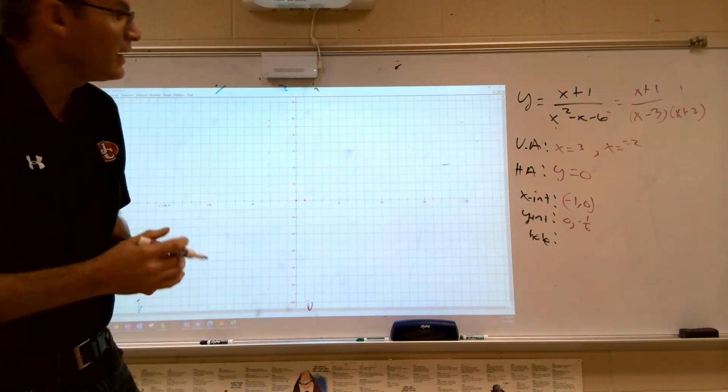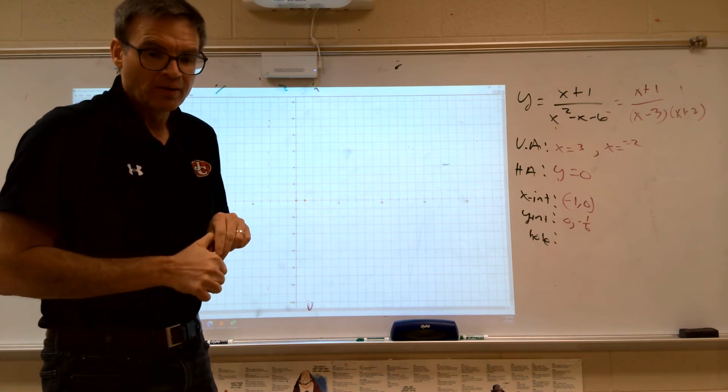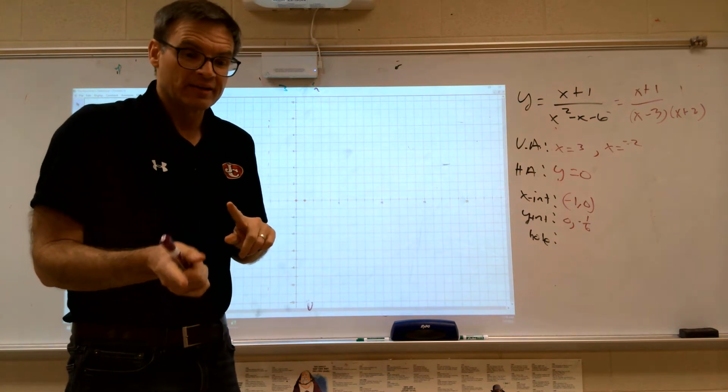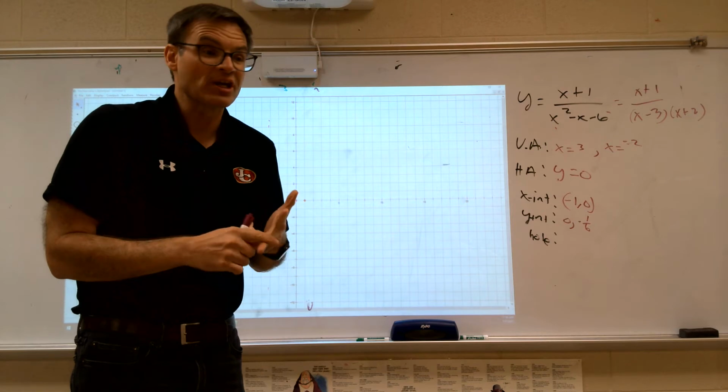Student: How do you know there's no horizontal asymptote versus it being 0? How do you tell the difference? Teacher: If it's top heavy, there's no horizontal asymptote. If it's bottom heavy, the horizontal asymptote is 0.